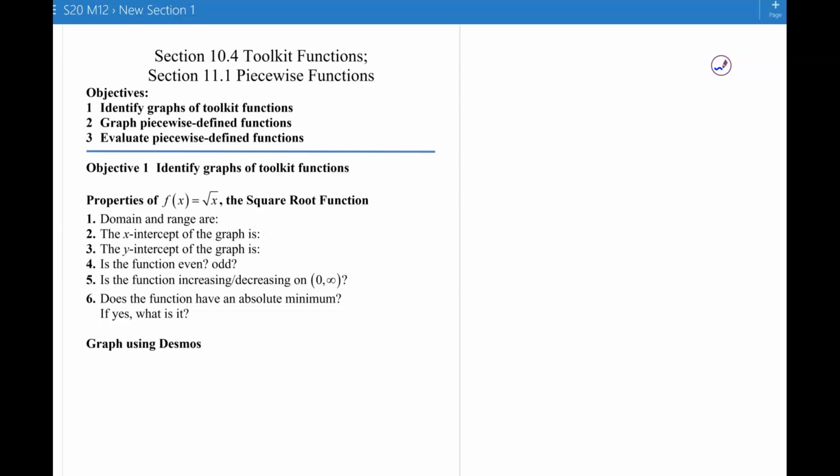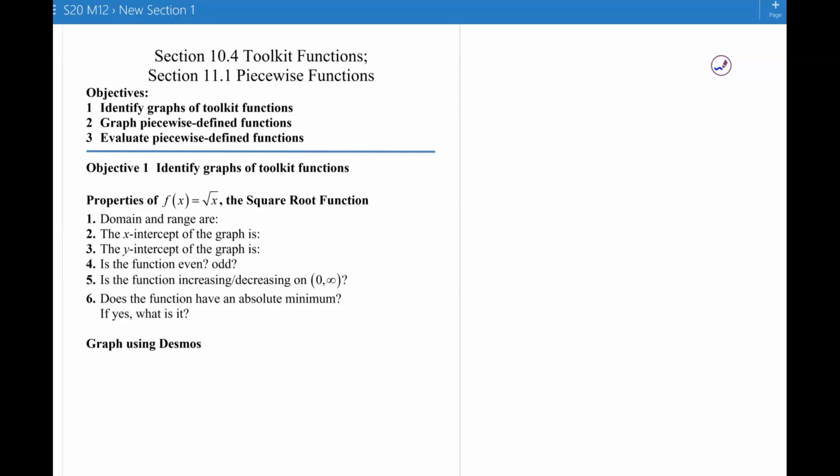So we're going to be working on two sections of Newton. They're in one section in the book I used to use, so I just kept the notes together. Newton calls them toolkit functions. Other people call them parent graphs. And then we're also going to talk about piecewise functions, which are often challenging for students.